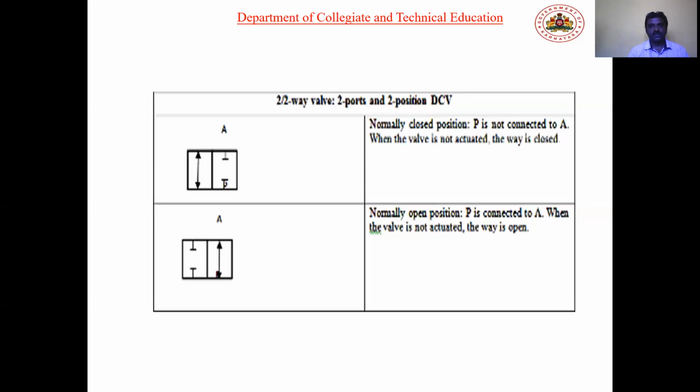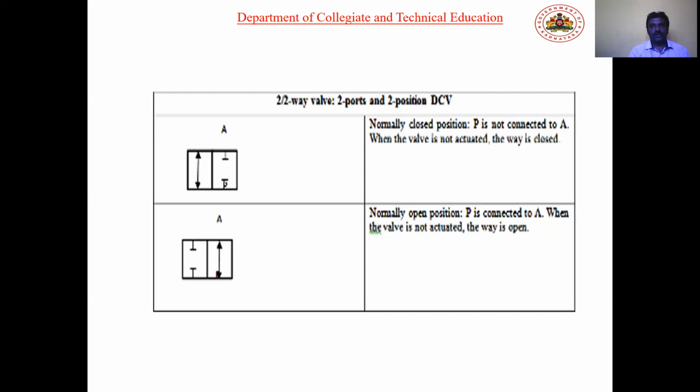Here the first figure shows a 2 by 2 valve, that is, a 2 port, 2 position directional control valve. In this, normally it is a closed position and P is not connected to A. You can see in the figure it is not connected to A. When the valve is not actuated, the way is closed. Usually the valve is connected to an actuator, wherein the hydraulic energy is converted into mechanical power. An actuator is nothing but a device which converts hydraulic energy into mechanical power.